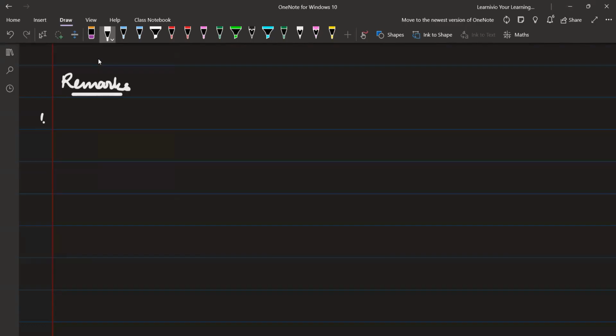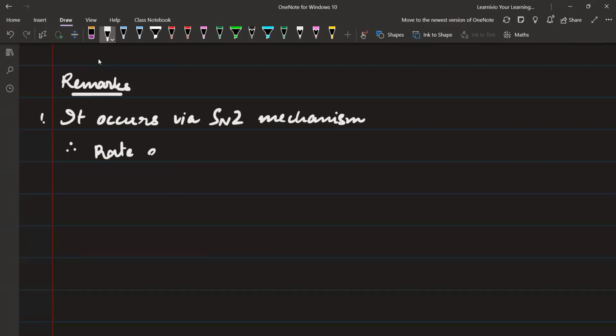Write the first point. This reaction occurs via SN2 mechanism. Therefore, the rate of reaction will be CH3OH, 1 degree, 2 degree, and 3 degree will be the slowest.